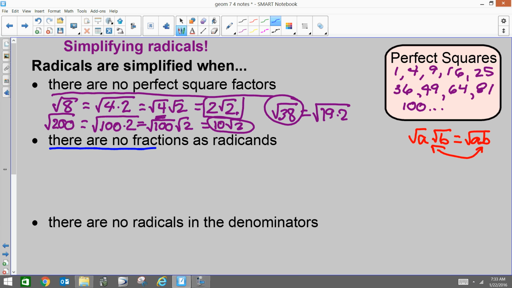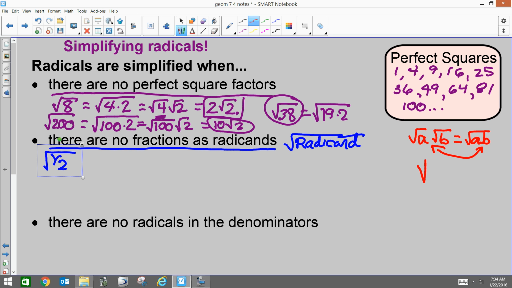All right. The second one is no fractions as radicands. Remember, the radicand is the number inside the radical. That's a radicand. So we don't want any fractions in there. So this is not considered simplified because clearly it's a fraction. Again, the premise that you need to know is that if you have a fraction, you can do division.